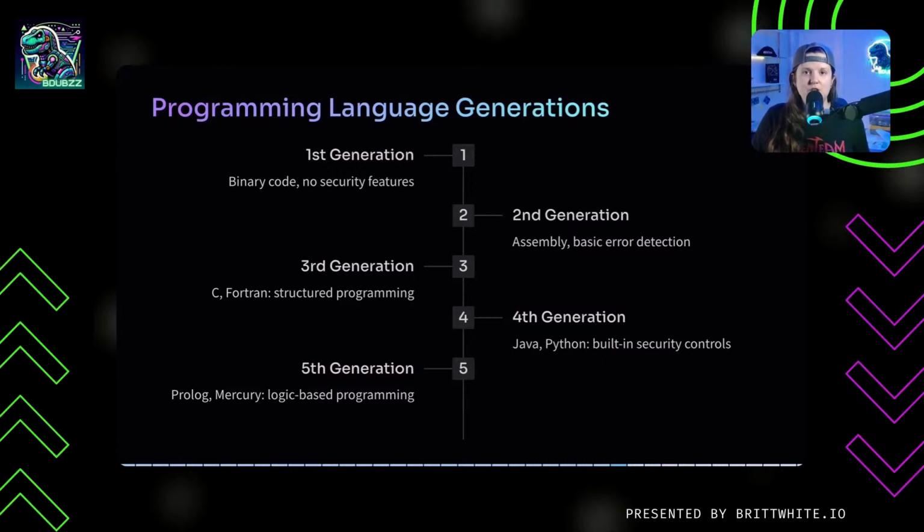These languages feature built-in security controls, automatic memory management to prevent memory leaks, and strong type checking to catch errors before they become vulnerabilities. Finally, fifth-generation languages like Prolog and Mercury take an innovative approach through logic-based programming, built-in constraint checking, and reduced implementation risks. Though less widely adopted, they hint at future directions in language security.